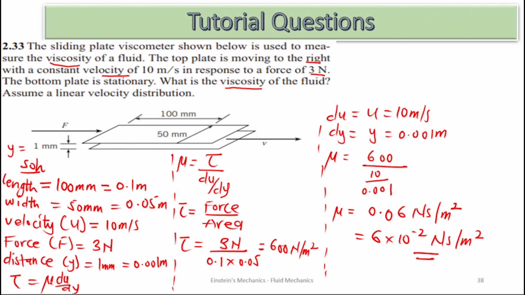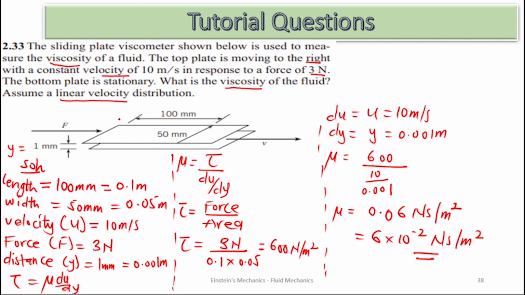The shear relating to the viscosity when there is a linear velocity between them. Are we good? We already established this in the episodes. We know viscosity is equal to shear on du dy. We know the formula for shear, force over area. We have our force. The area can be calculated.